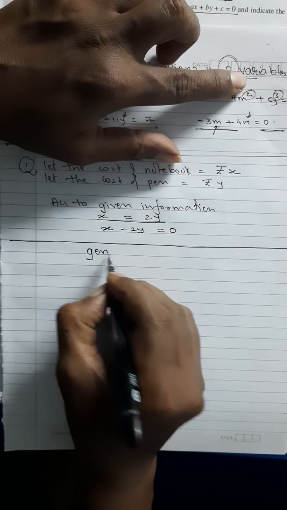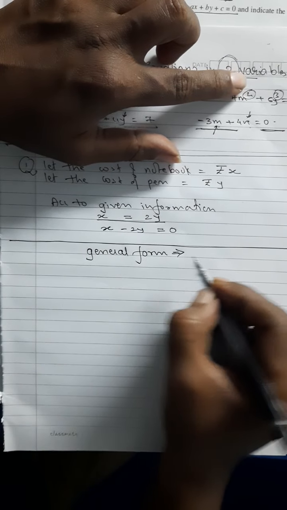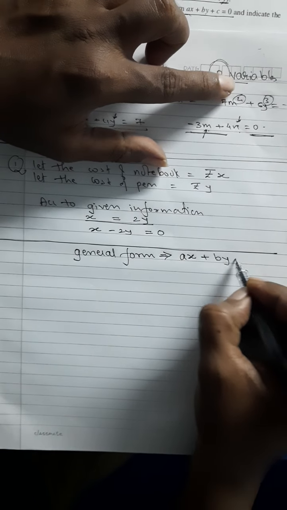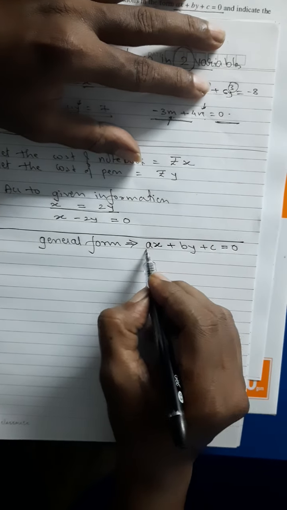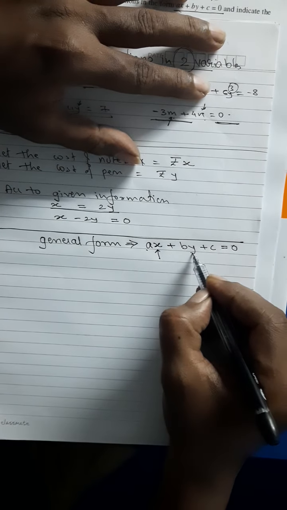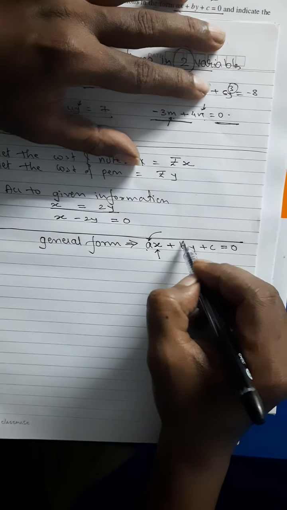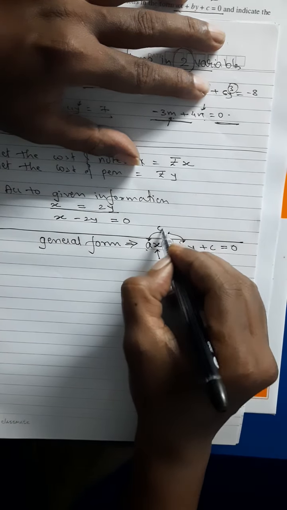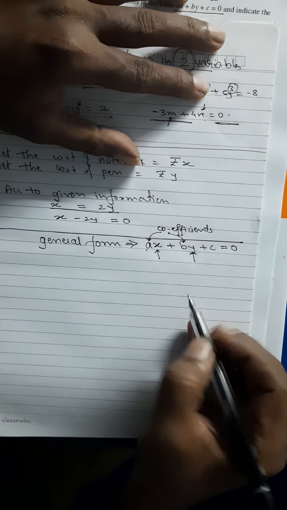General form of linear equation. What is the general form? The linear equation always looks like ax plus by plus c is equal to 0. This is the way it looks, where the variables are, remember, x and y. These are the variables. A is the coefficient of x, b is the coefficient of y, c is a constant. They are coefficients. This is the way of writing a linear equation.